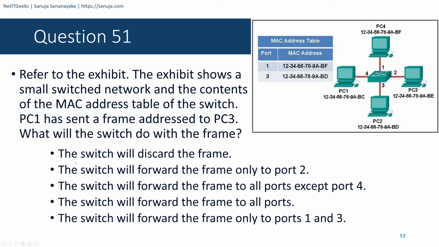So the answers could be: the switch will discard the frame, the switch will forward the frame only to port 2, the switch will forward the frame to all ports except port number 4, the switch will forward the frame to all ports, the switch will forward the frame only to port 1 and port 3. I will let you think about this. So we have a MAC address table at the time in which PC1 is trying to communicate with PC3, and you notice that the MAC address table only has ports 1 and 3. It doesn't have ports 4 and 2, which need to be used by PC1 in order to communicate with PC3. So what will happen in this situation?